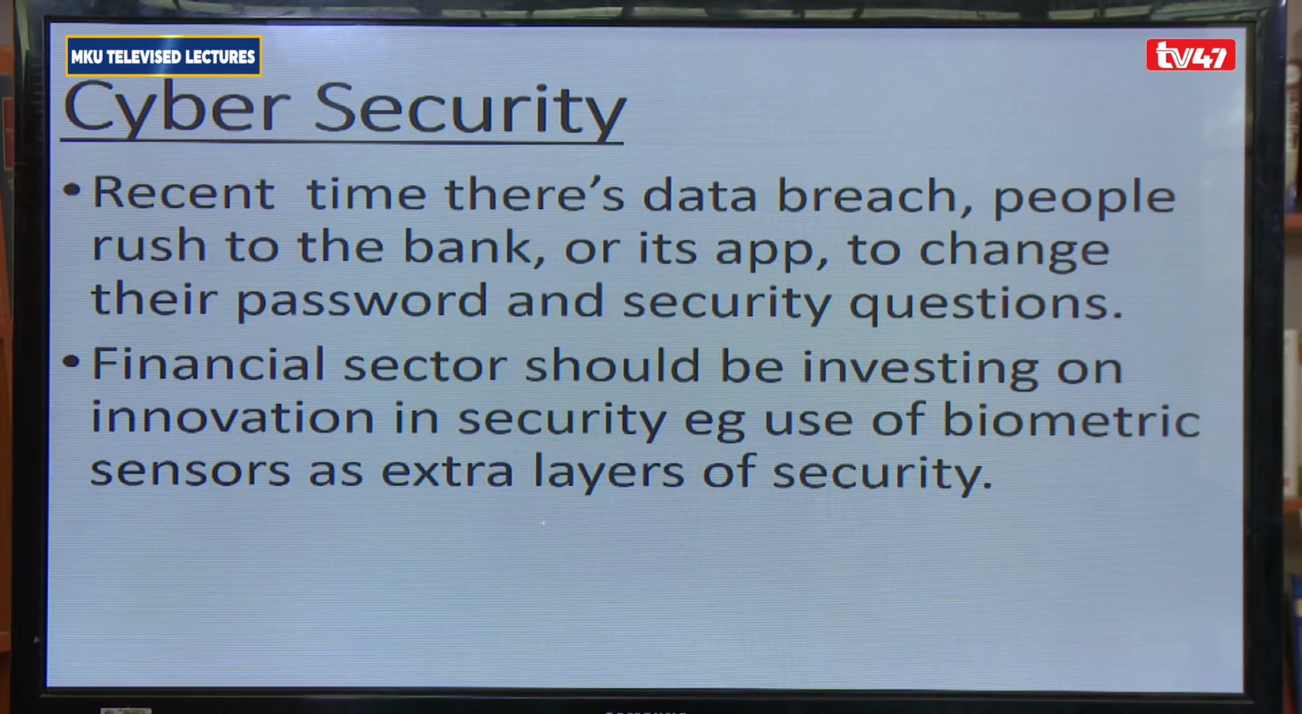Now, there is also the challenge of cybersecurity. As much as we are using technology, this digital era is faced with a challenge of ensuring that the information we get from the customers is private and protected. In recent times there have been data breaches where people rush to the bank to change their passwords and security questions. Financial sectors should be investing in innovations in security, e.g. the use of biometric sensors as extra layers of security.